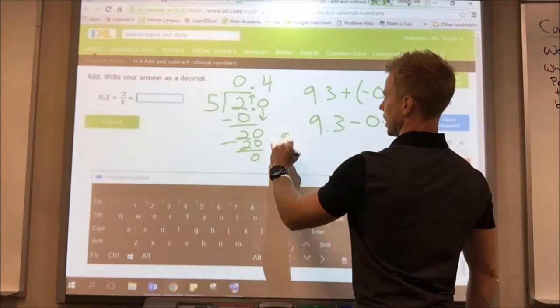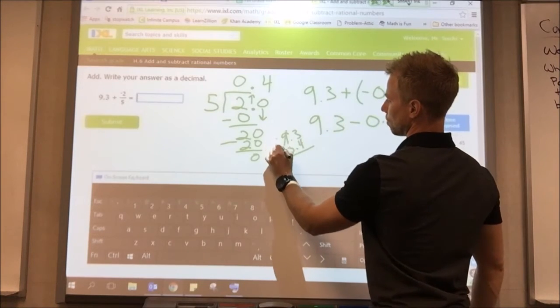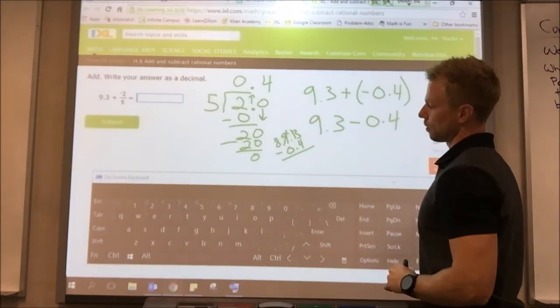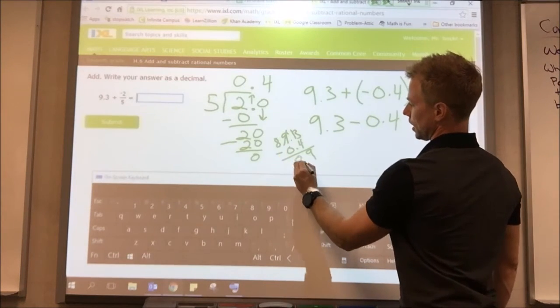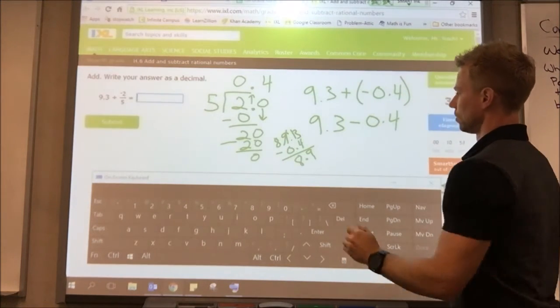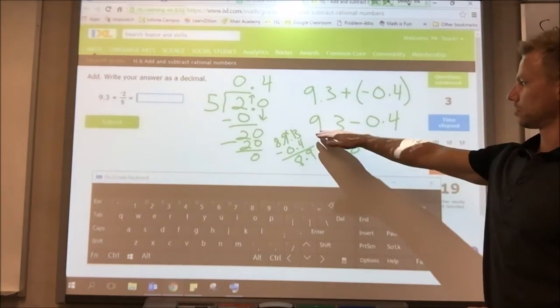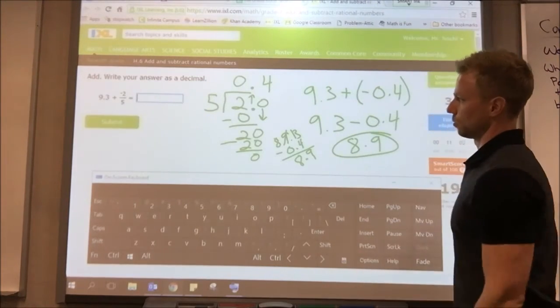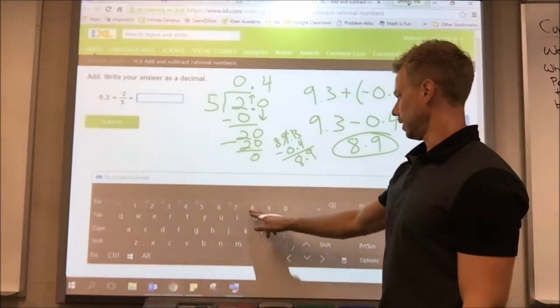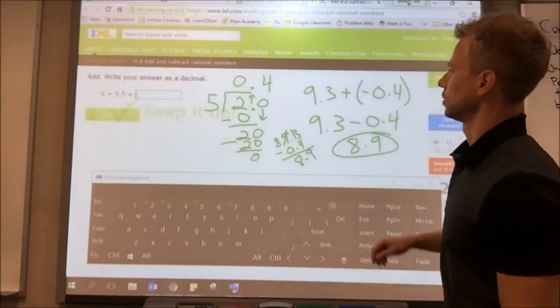So we can subtract on the side. We're going to have to borrow. 13 minus 4 is 9. 8 minus 0 is 8. Bring down our decimal. We get 8.9. The bigger number is 9.3. That's positive. So our answer is going to be positive 8.9. Good.